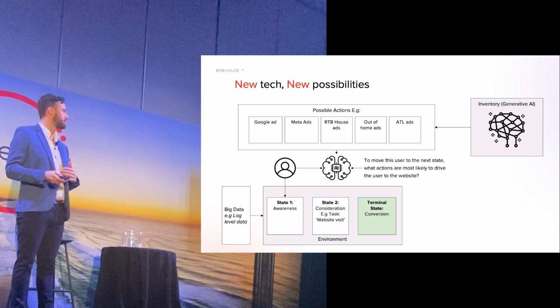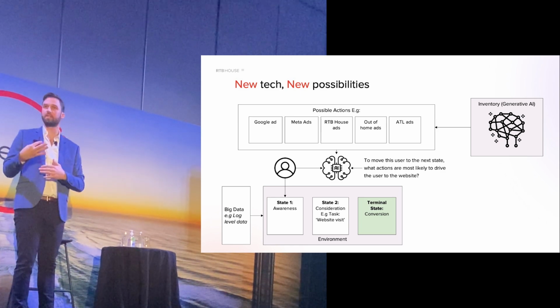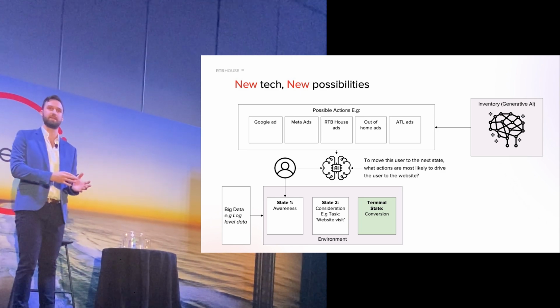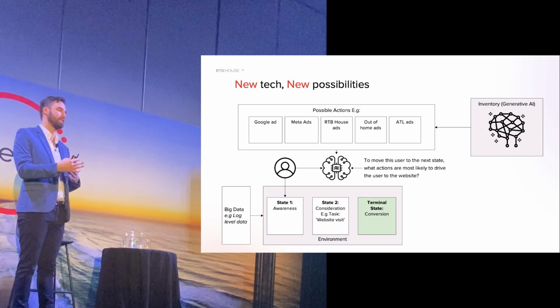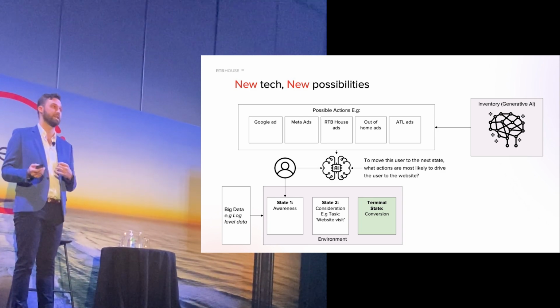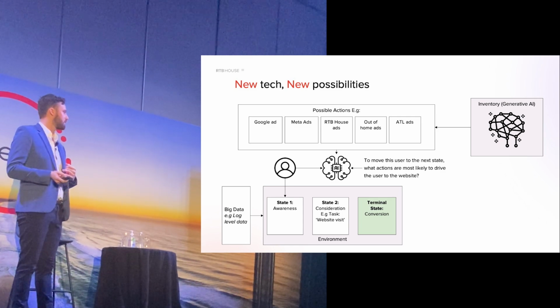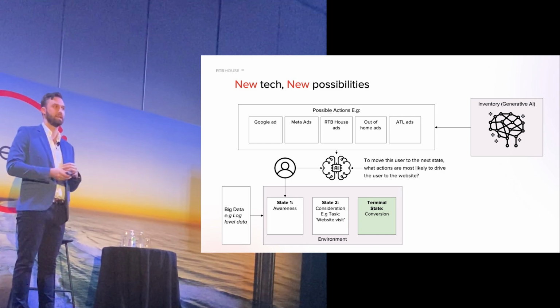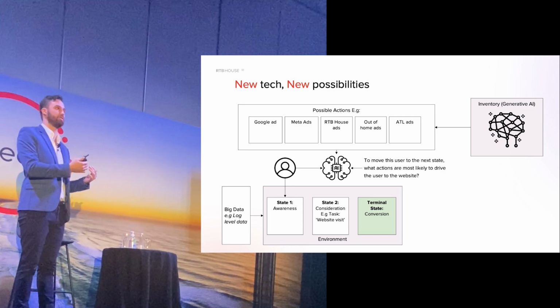You have a user who's in the awareness state. Say they've seen your ads, but they've never actually visited the website, so they probably understand your brand. They might know it a little bit, but they haven't actually taken the action to come to your website. Well, you have an agent. They observe this information, and they know this user.